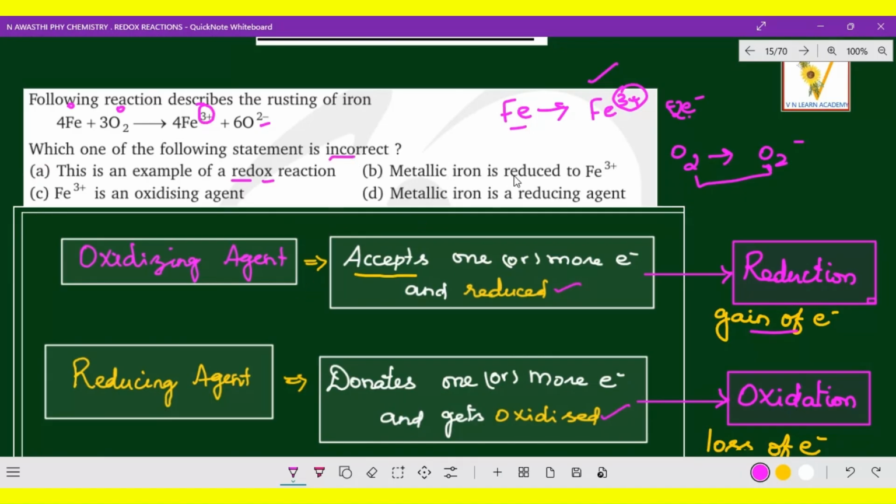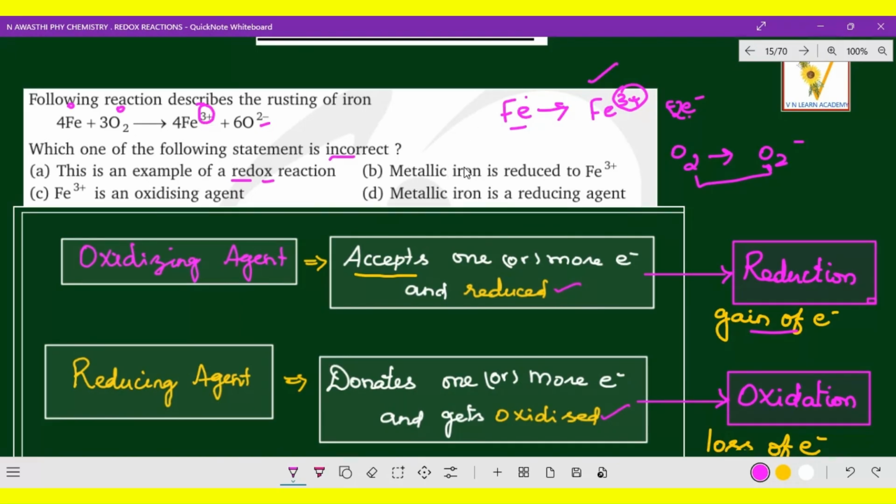Now, the metallic ion is reduced to +3, that is Fe3+. So the metallic ion is converted to +3. How is it reduced? Actually, it is an increase, from 0 to +3, which is an increased form. Increased form means oxidation only. So it is actually loss of electron also, we can say. Increased form, 0 to +3, is oxidation.